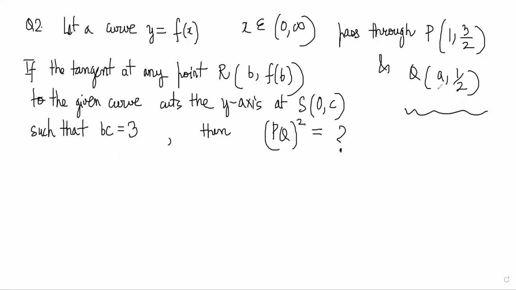Basically, you have to find a. If you want to find PQ square, you need a. From this information, you are supposed to find out a, right? Yes, sir. So try it. It's an easy question. You have to do it slowly, step by step, without making any mistake.